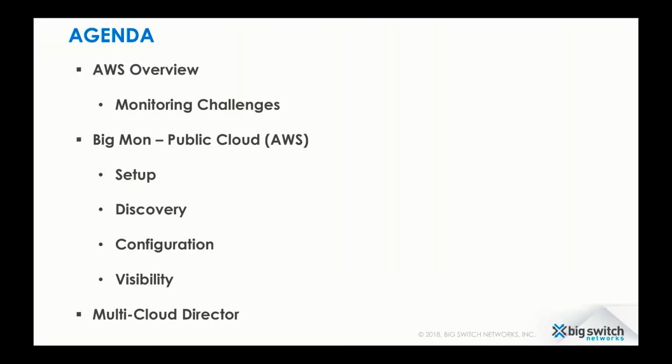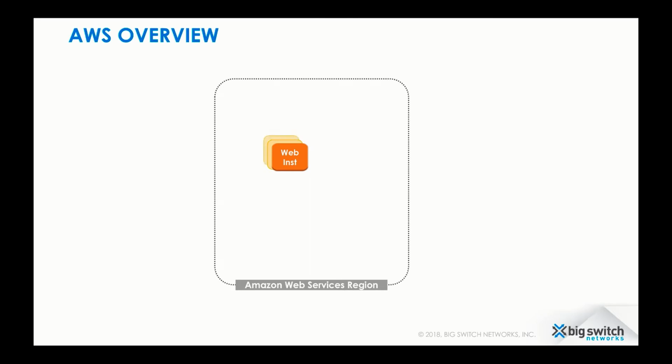We'll start with a brief overview of AWS Networking and look into visibility challenges that customers face as they move their workloads to public cloud environments. We'll then show how Big Mon Public Cloud provides enterprise-like flow-level visibility for AWS before jumping into a demonstration showing the simplicity of Big Mon Public Cloud deployment in terms of setting up Big Mon in the cloud, customers' VPC and workload discovery, policy configuration for monitoring customer workloads and enabling flow-level visibility for customer workloads in cloud. Finally, we'll talk about Big Switch Network's multi-cloud director offering and how it provides a single pane of glass for organization-wide hybrid cloud deployments. With that, let's briefly talk about AWS networking.